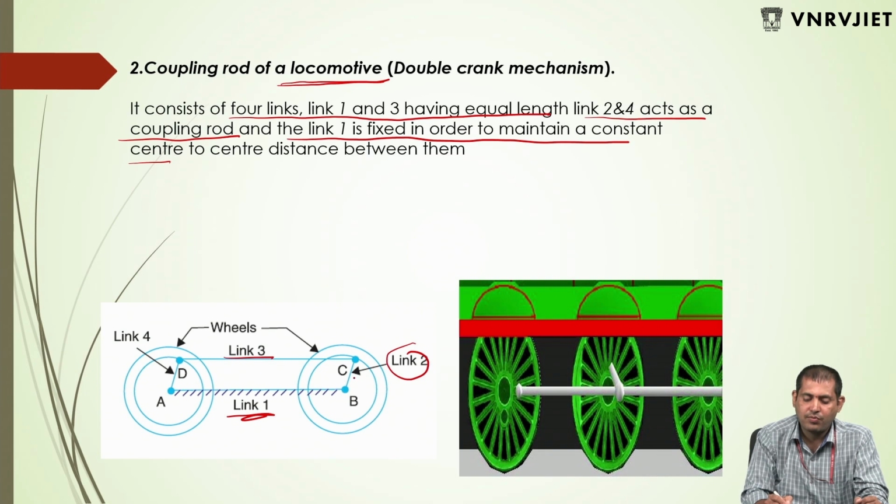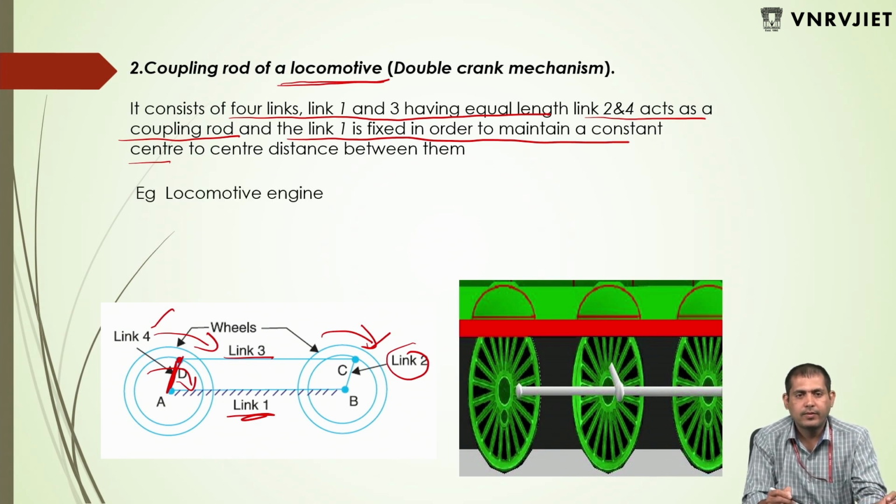So we are transmitting power from one wheel, let us consider B, to A, or vice versa. If you supply power here, and it is in rotation motion, the same power is transmitted here, and then it starts rotation here. This way it is going to work. This is called the coupling rod of a locomotive. This is used in the locomotive engine.